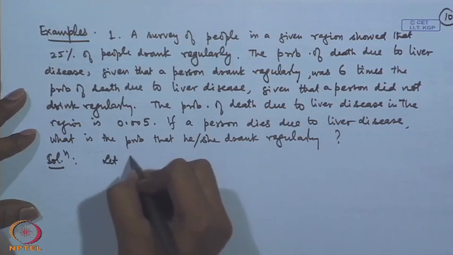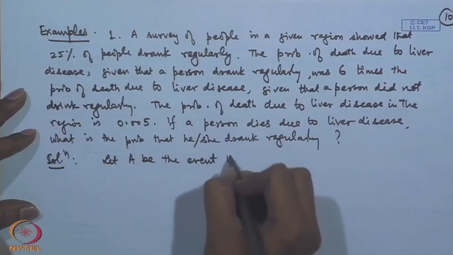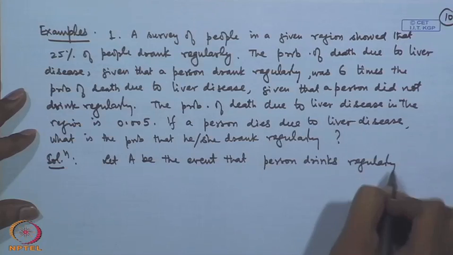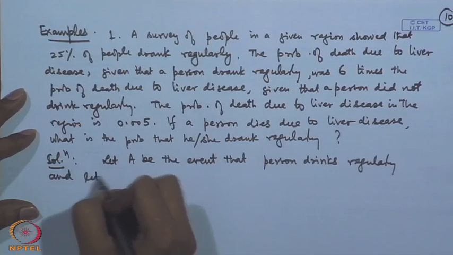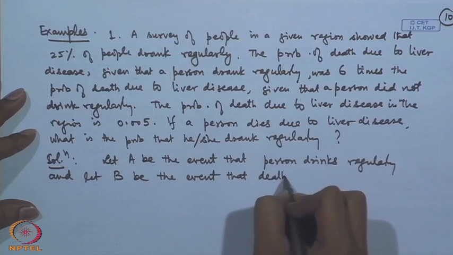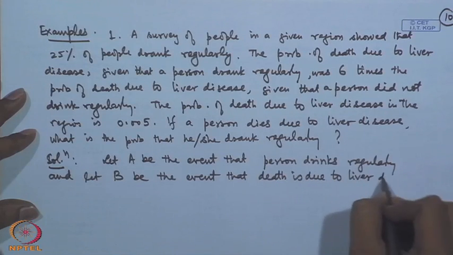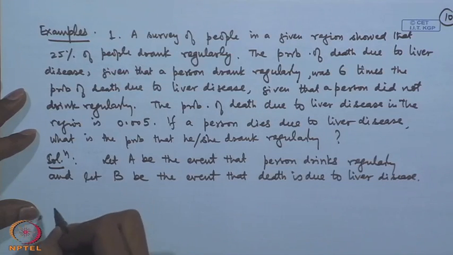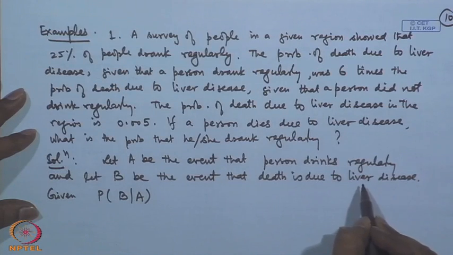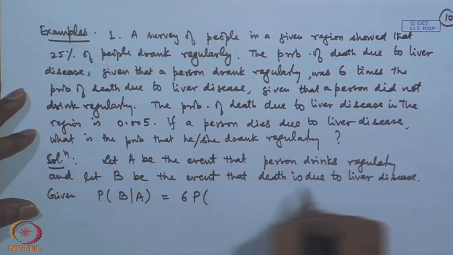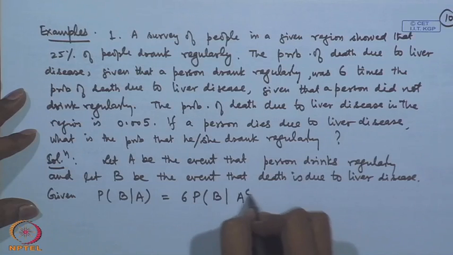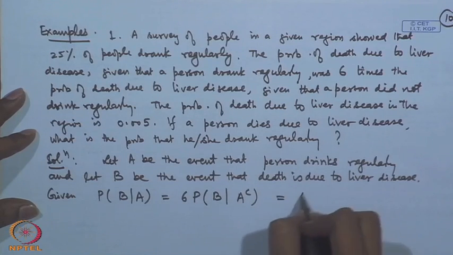Suppose I consider, let A be the event that the person drinks regularly, and let B be the event that death is due to liver disease. Now, what is given? It is given that probability of B given A, that is the death is due to liver disease given that the person is a regular drinker, is 6 times the probability of death due to liver disease given that he is not a regular drinker. Let us put say this equal to alpha.